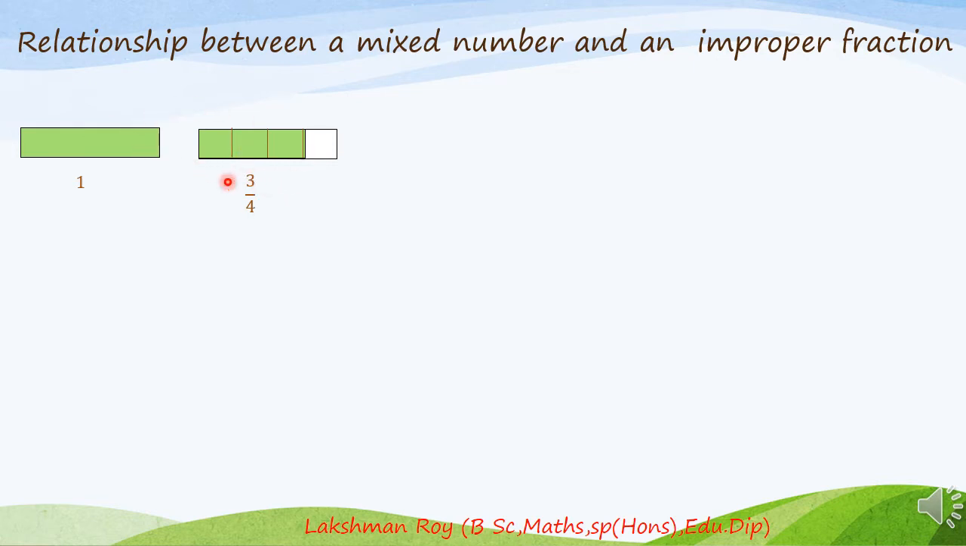So remember, students, mixed numbers. This is the whole one, and this is the fraction. So you can write this colored part as a mixed number. How? 1 and this 3/4, you have to add. Then you can write it without the addition as 1 and 3/4. So this is a mixed number.